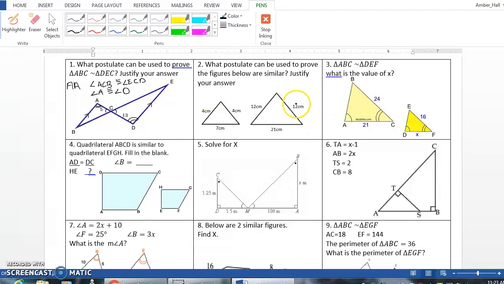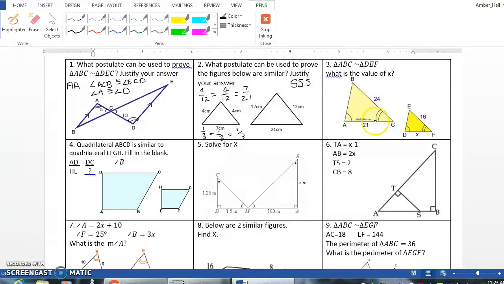Alright, what postulate can be used to prove the figures below are similar? Justify your answer. We're given the sides, so one of our postulates is side, side, side, so we need three sides that are proportional. So if I do 4 over 12, that should be equal to 4 over 12, which should be equal to 7 over 21. If we reduce those, we get 1/3 is equal to 1/3 and 1/3. Therefore, they are all three proportional, and they are similar by side, side, side.